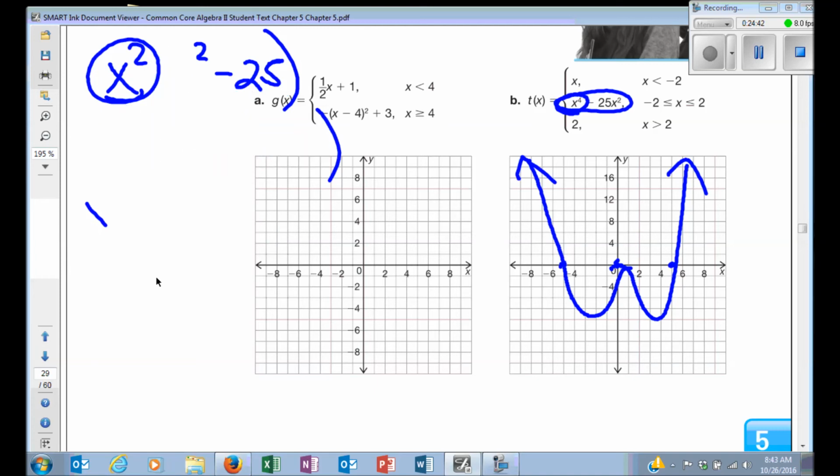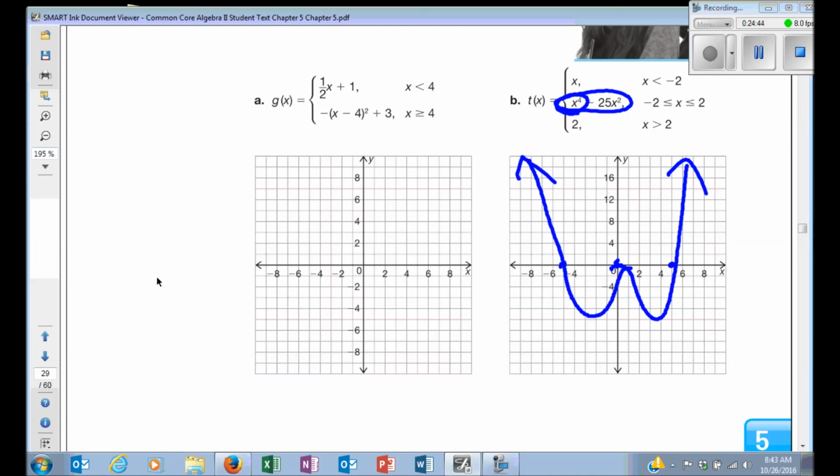Now that I've got the shape of it, I need to be a little bit more specific. Where does this graph stop at? Or where does it start at? Starts when my x is what? Negative 2. Where does it stop? So I need to figure out where is that actual point at on the graph. So how can I do that? What can I do with negative 2?